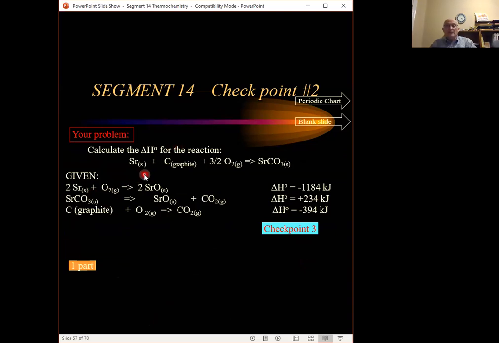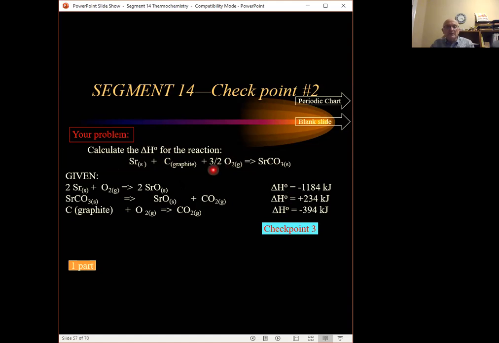I'm not going to work it out for you, but you can look at this and you see what I want is the heat of formation for this reaction here, strontium carbonate. And remember I told you when we talked about heats of formation, it's generally impossible to actually do that reaction. If I mix strontium with carbon, I could make strontium carbide. If I mix strontium with oxygen, I definitely would make strontium oxide. I wouldn't make a speck of strontium carbonate.